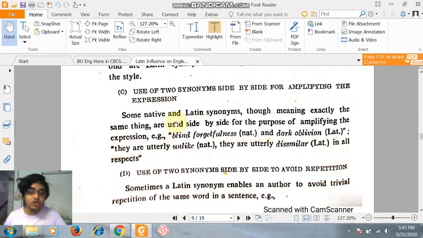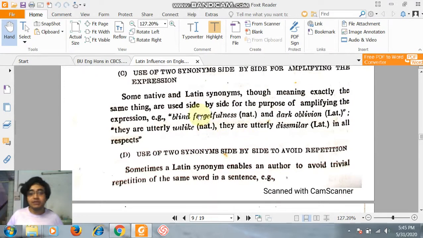Now we will see the use of two synonyms side by side for amplifying the expression. Okay, where an expression will be amplified. Some native and Latin synonyms, though meaning exactly the same thing, are used side by side for the purpose of the amplification of expression. As for example, blind forgetfulness. Mane emon dhoroner bhulo mon jeta shompurno andho, blind forgetfulness. It's a native word, but in Latin you can use it as dark oblivion. Emon ekta oblivion, emon bhule jaoa jeta dark, andhokar.